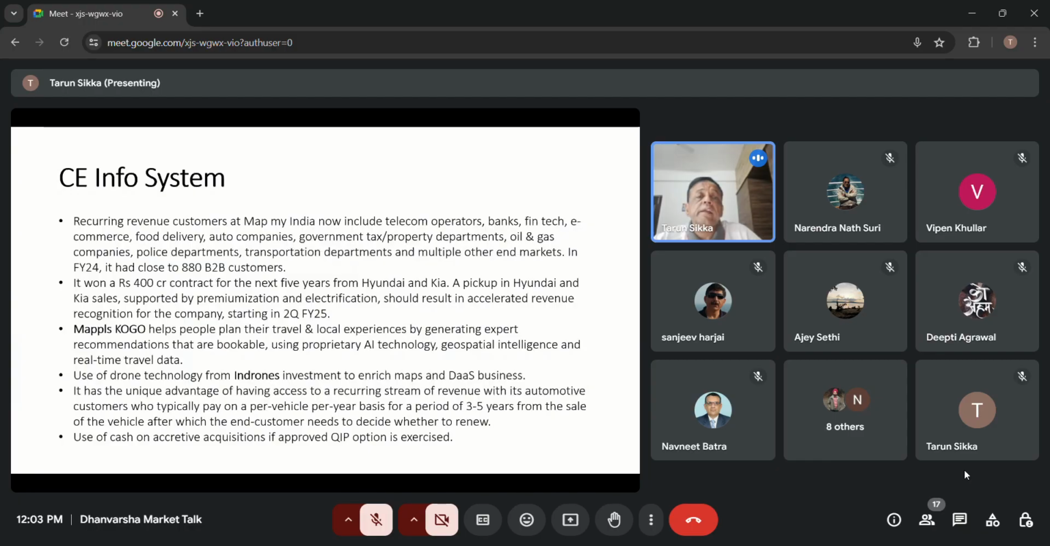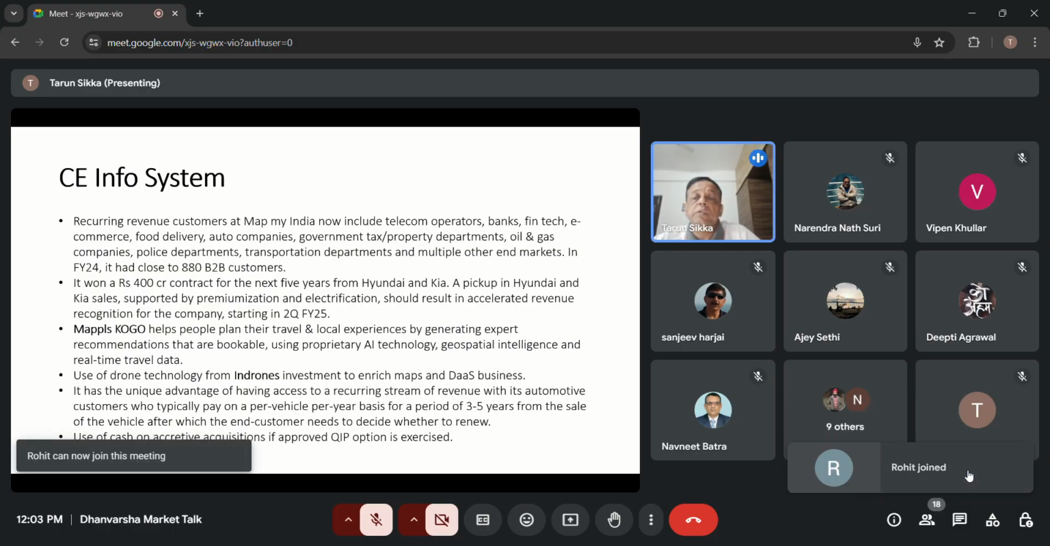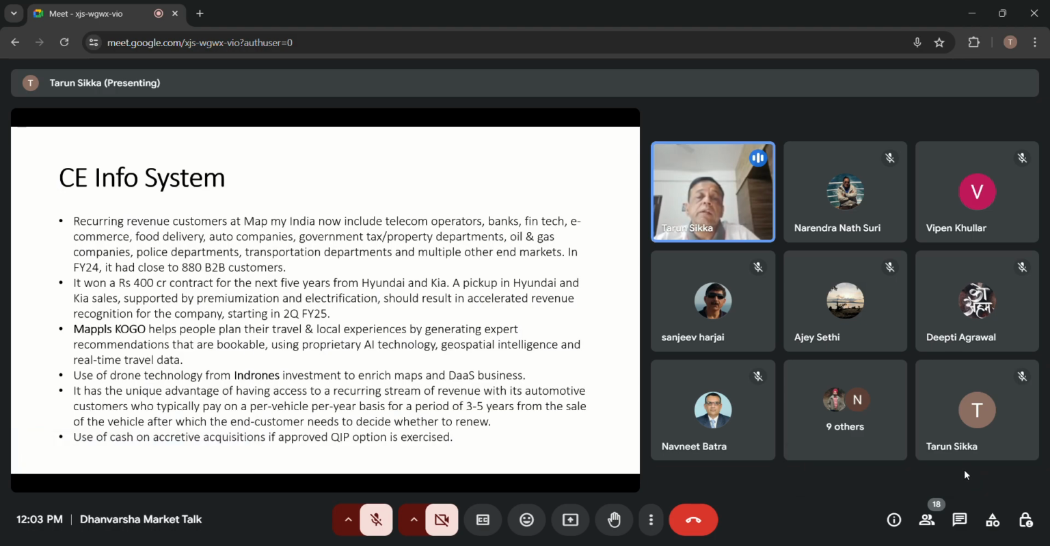Now, recurring revenue customers at MapMyIndia include telecom operators, banks, fintechs, e-commerce, food delivery, auto companies, government tax and property departments, oil and gas companies, police departments, transportation departments, and multiple other end markets. In FY24, it had close to 880 B2B, business to business, customers. It won a 400 crore contract for the next 5 years from Hyundai and Kia. A pickup in Hyundai and Kia sales supported by premiumization and electrification should result in accelerated revenue recognition for the company starting in second quarter FY25.